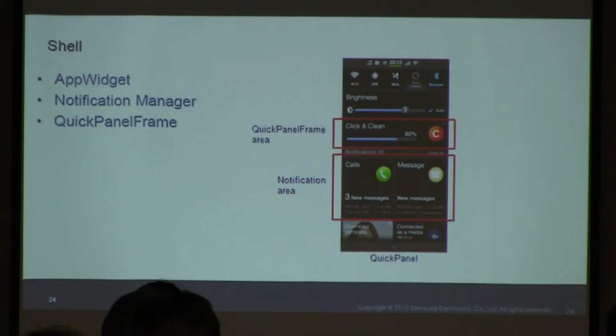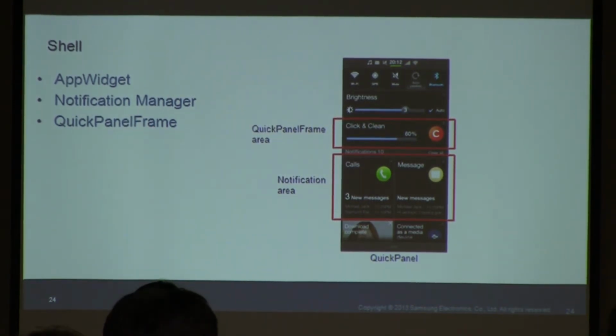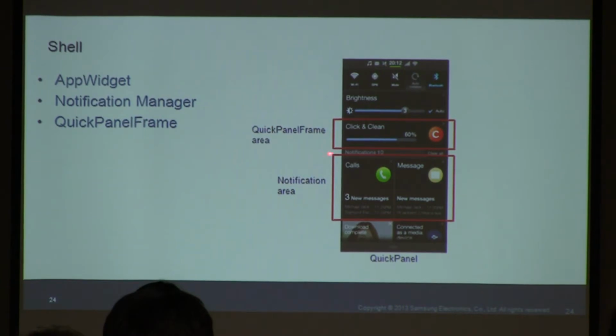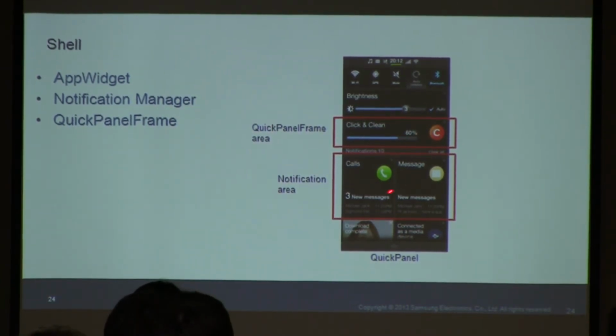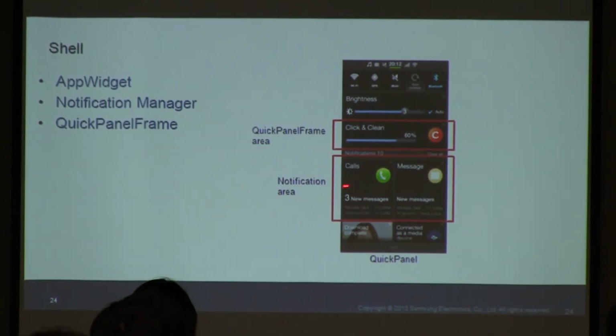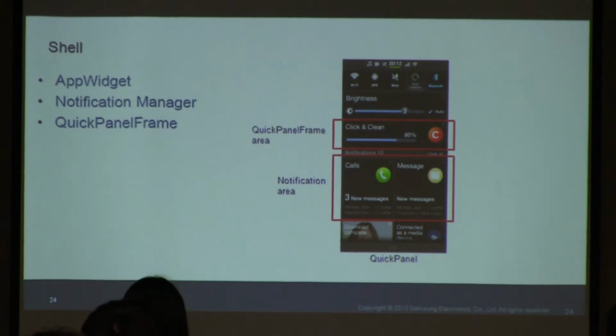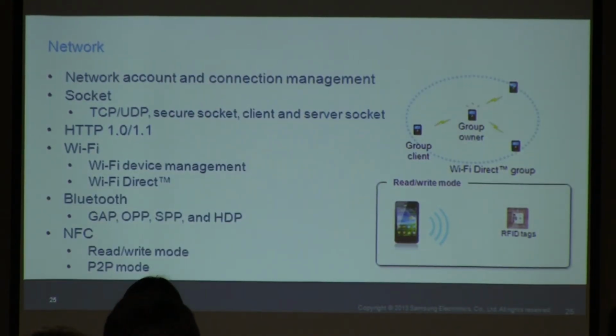So for the shell, we provide an app widget, notification manager, and quick panel frame in a native API. So this is the quick panel frame, and this is the notification area. You can make it in your custom way. You can design from your applications what kind of things you want to show in this area.